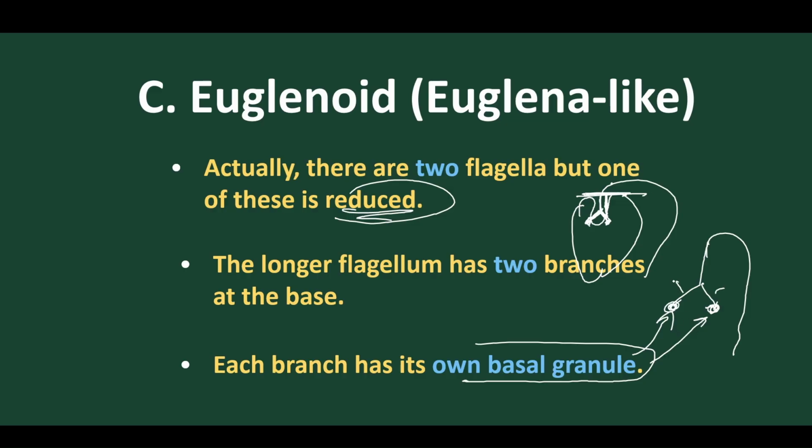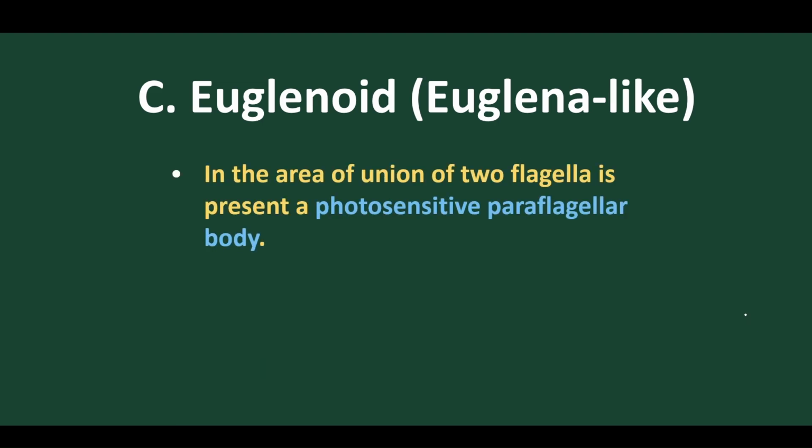This particular flagellum helps in its locomotion. For example, suppose this is Euglena. Here we find that the flagella come out. Here is the meeting point of the flagella, so the union of the two flagella is present.